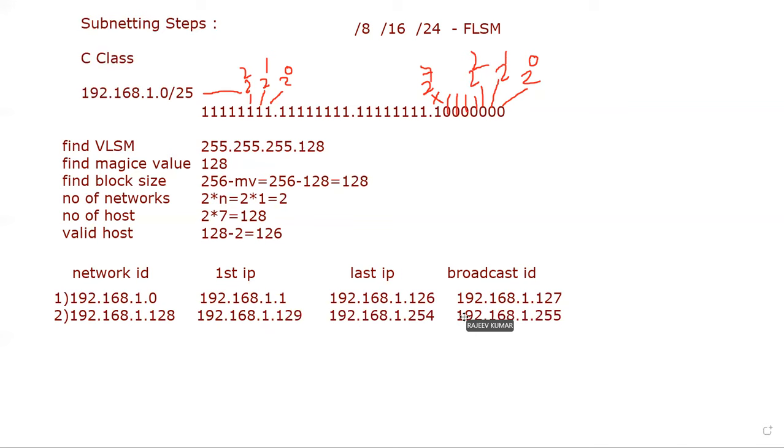Do you understand this now? Yes. Now you can use these 2 networks in a WAN also, a wide area network.